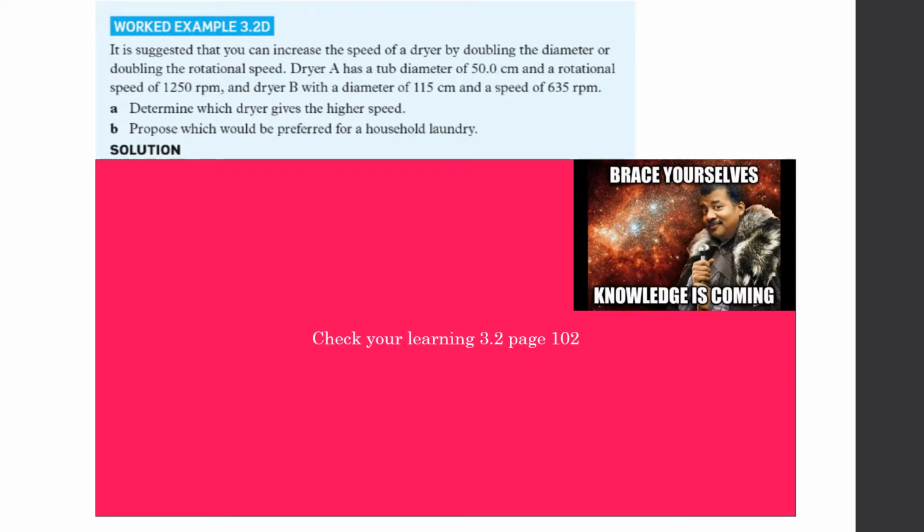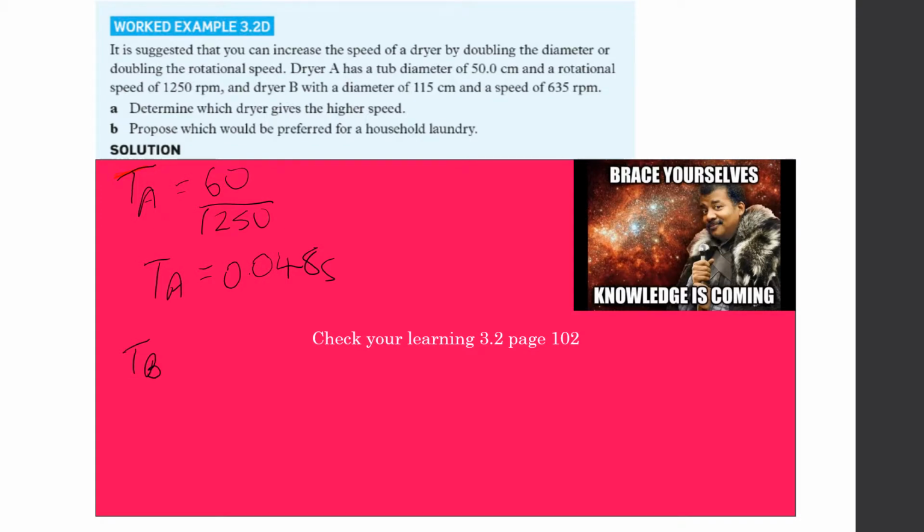So if we remember that we start with A, T of A is going to be equal to time, which is given here in minutes, but we need to convert that to seconds, so that will be 60 over the number of revolutions, which is 1,250. We plug that into the calculator, and that gives us a period for A of 0.048 seconds. We then do that for B.